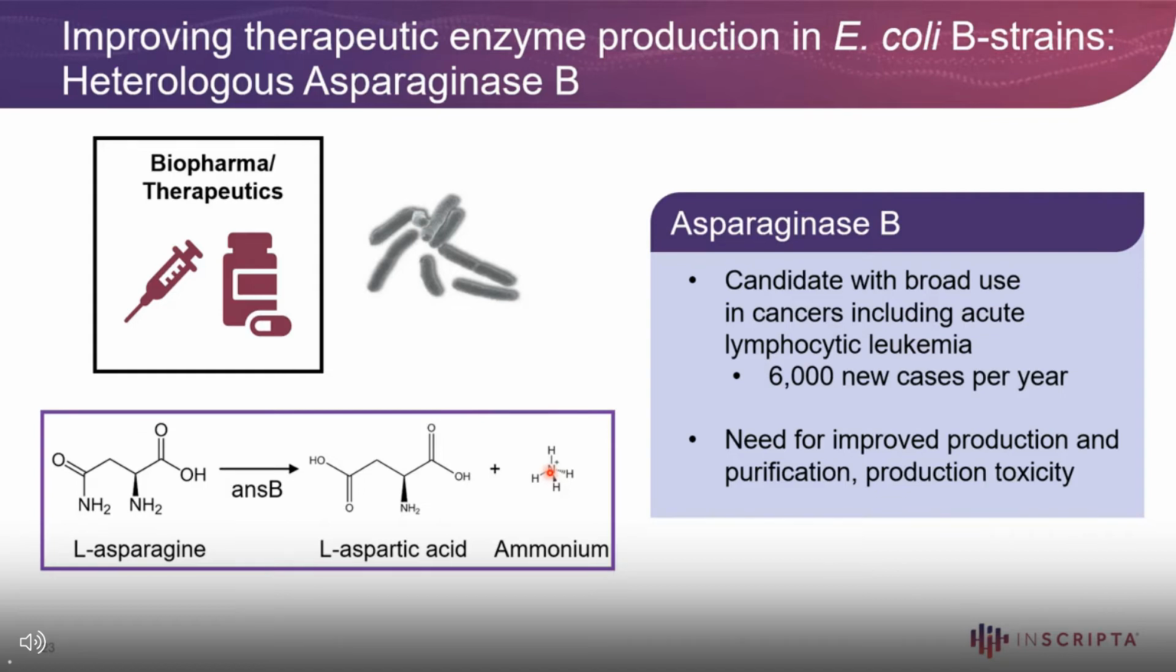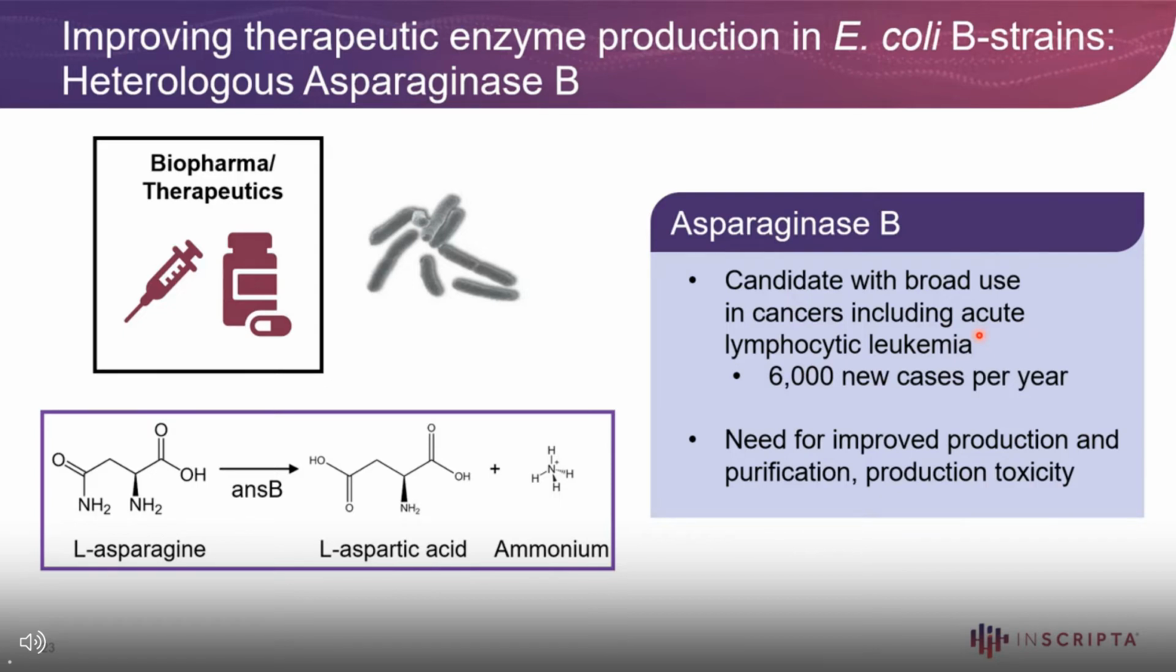It had been identified that several cancers are unable to produce asparagine, and they really rely on the asparagine that's circulating within the blood. So if you were able to find a way to degrade that asparagine in the blood or convert it to some other compound, you could then starve the cancer cells for this important amino acid that they need for growth. And that's what was developed. This asparaginase is actually a candidate with broad use in various cancers, including acute lymphocytic leukemia, which has about 6,000 new cases per year.